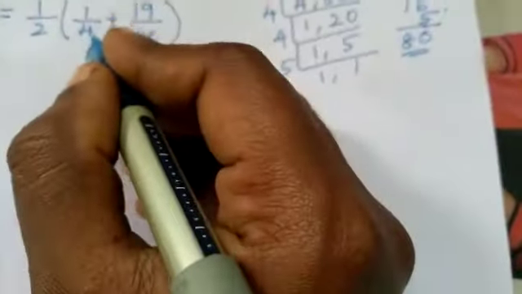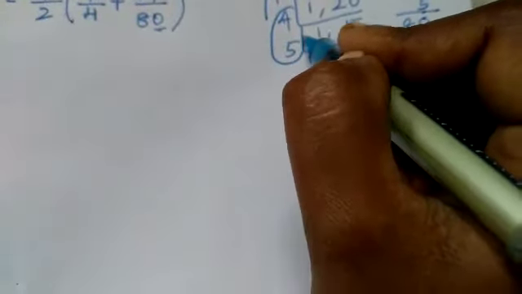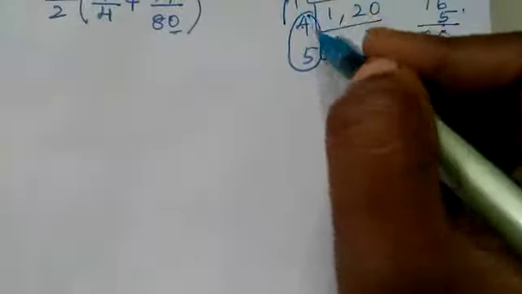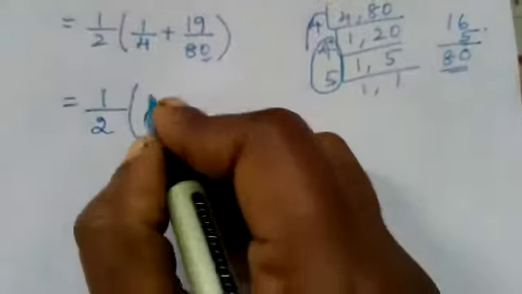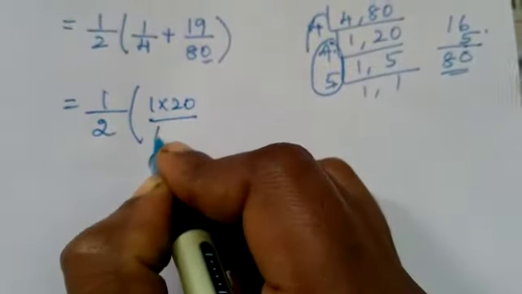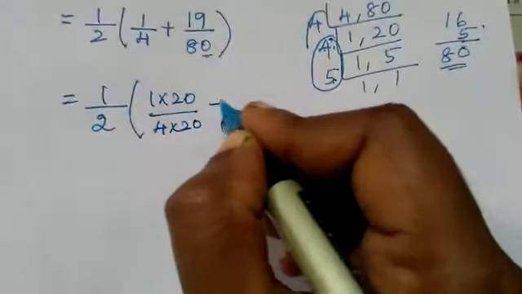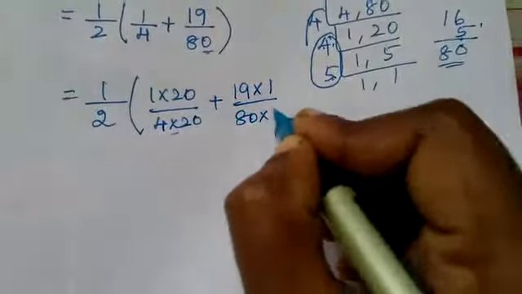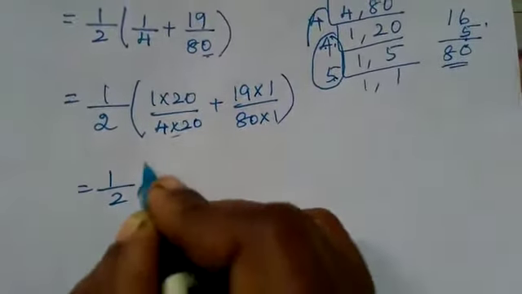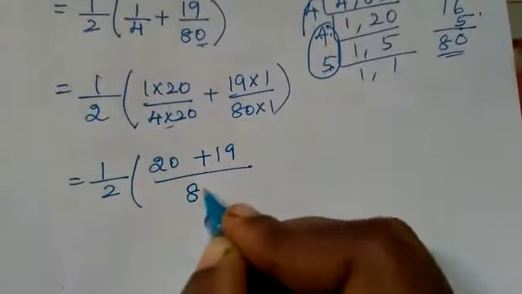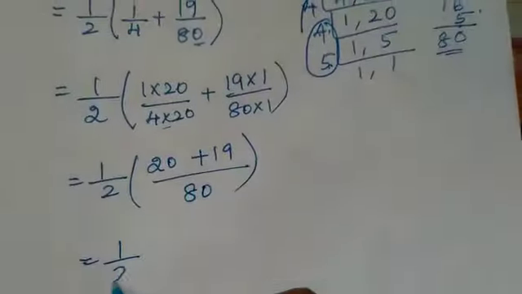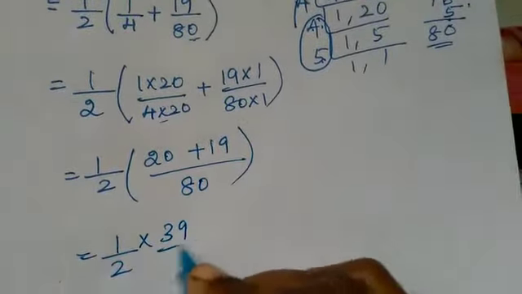So you want to multiply this number by what? Here 4 is there, so you multiply this number by 20. The remaining numbers, 4 into 5 is 20. Now 1 by 2 into (1 into 20) divided by (4 into 20) gives 20 by 80. 19 in here you multiply by 1. So 20 plus 19, both have denominator 80. 39 by 80.